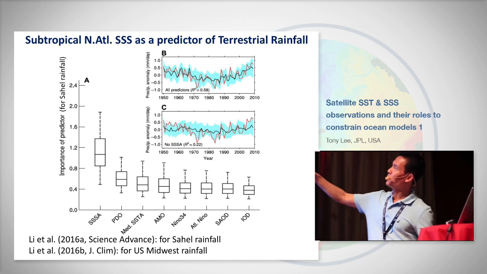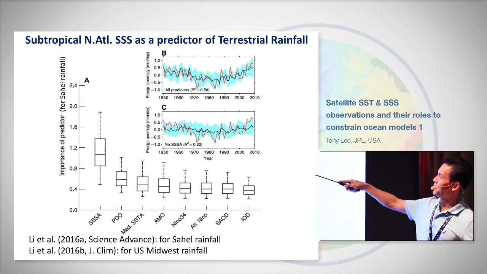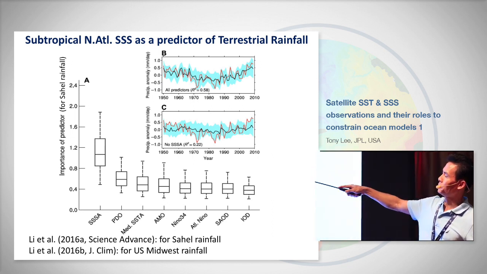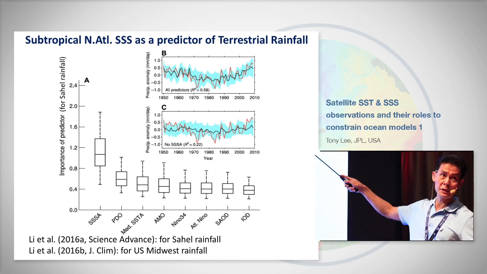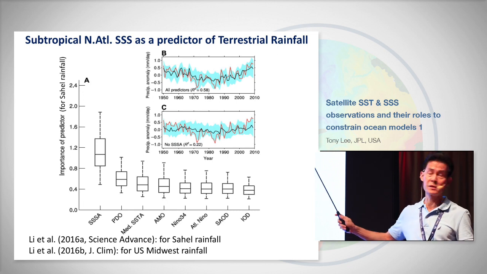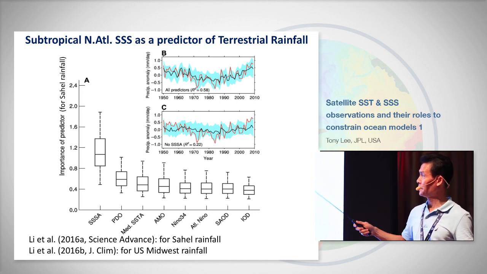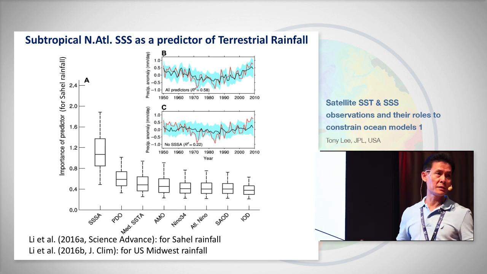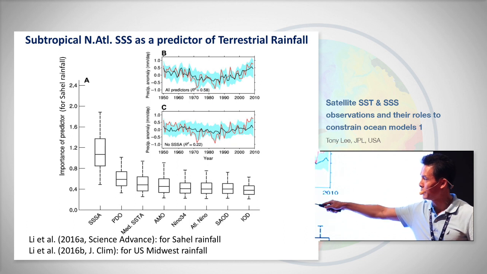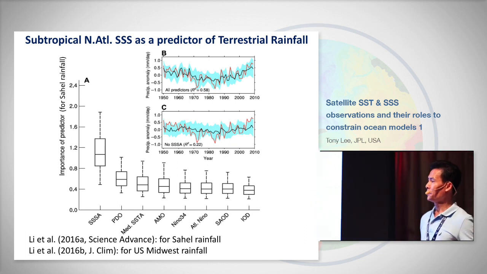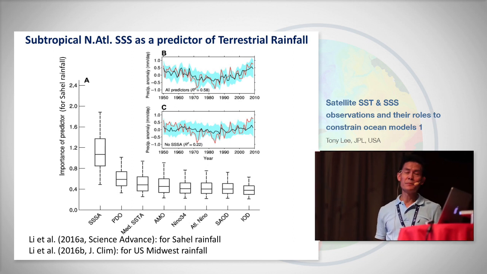The lower part is showing the prediction without the salinity. The upper part is with the salinity. So you see quite a difference in skill. The upper part has an R squared larger than 0.5, and it's significant. And down here, it's significantly less than 0.5. And over here, you see the salinity is the best predictor for the Sahel rainfall.